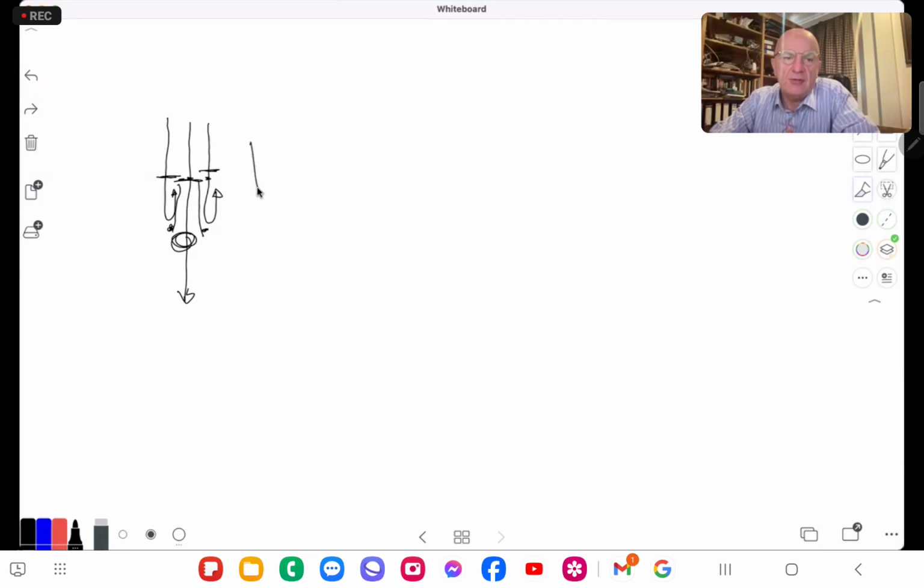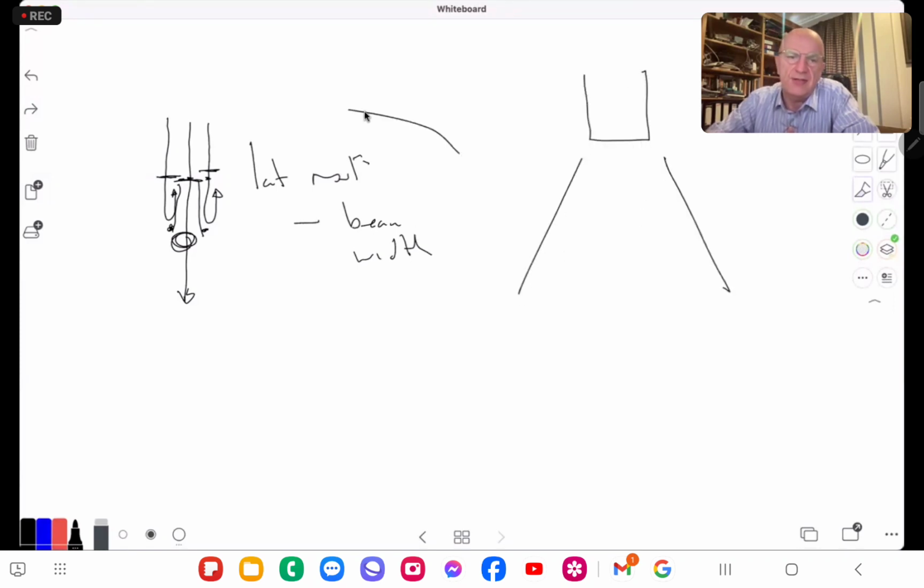So lateral resolution, the ability to tell things apart side to side, is determined by beam width. So that's the first thing. Lateral resolution is determined by beam width.